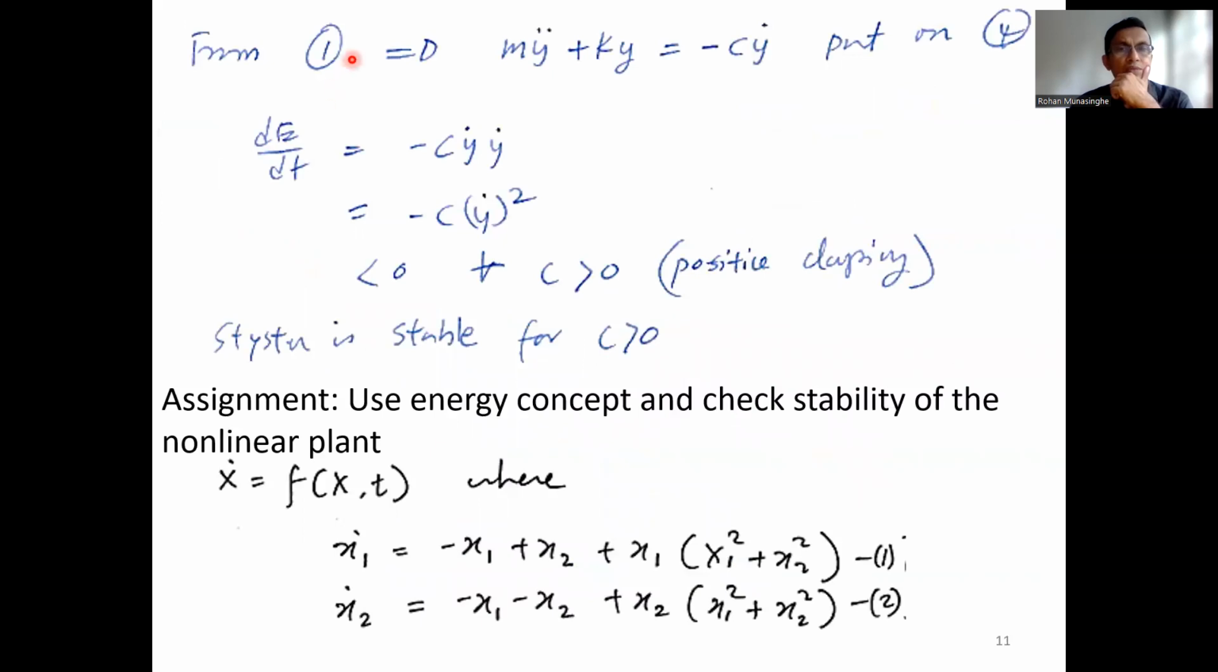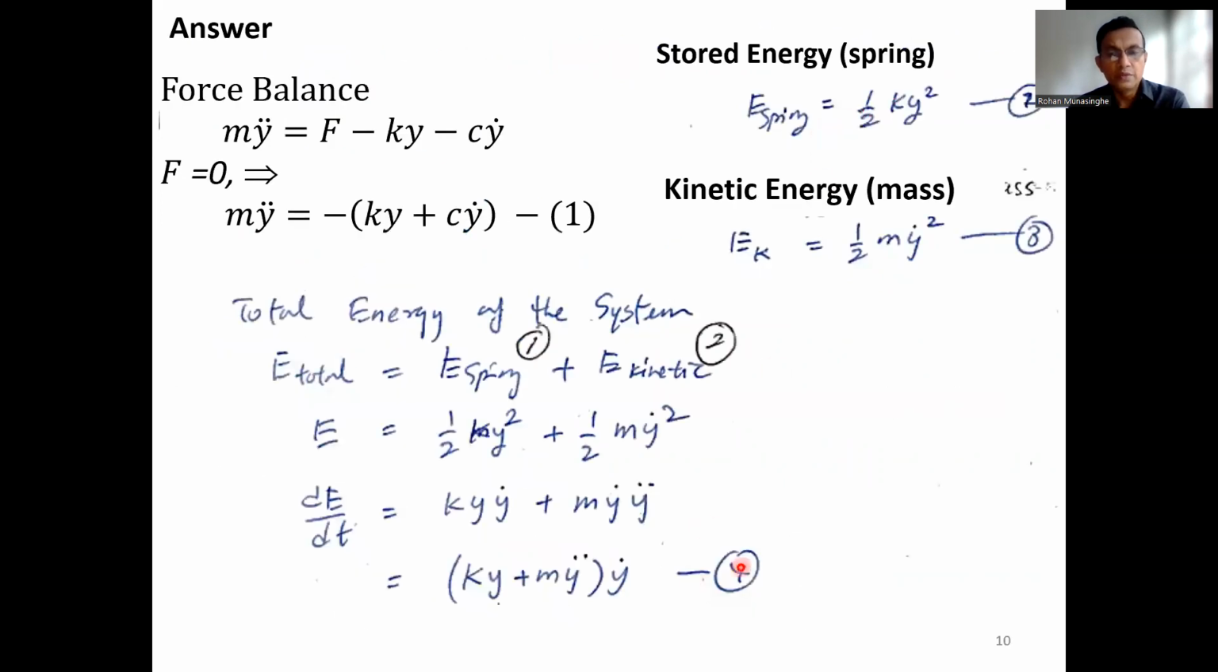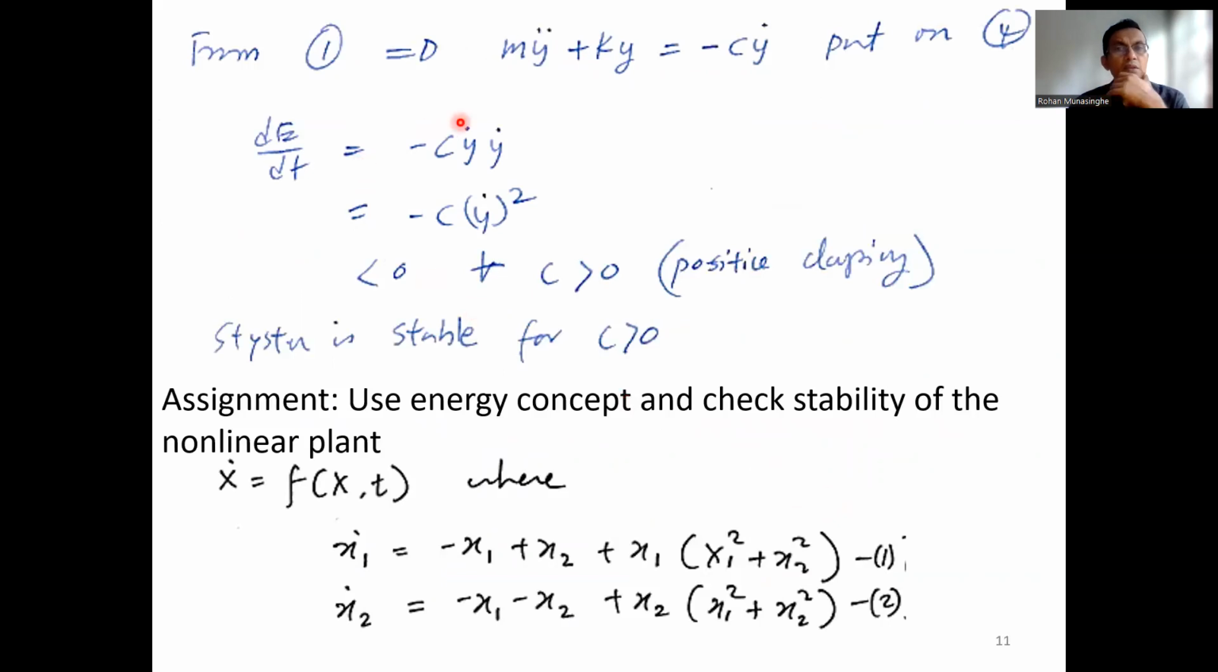From equation 1, my double dot plus ky is equal to minus cy dot, and we put that on equation number 4, right? 4 is this one. Then we can write down that dE over dt, rate of change of energy, is equal to minus cy dot times y dot, which is minus c y dot square.